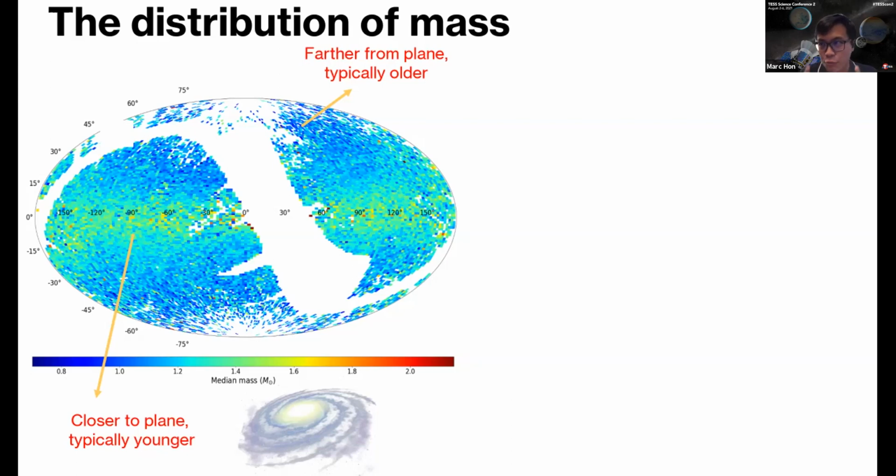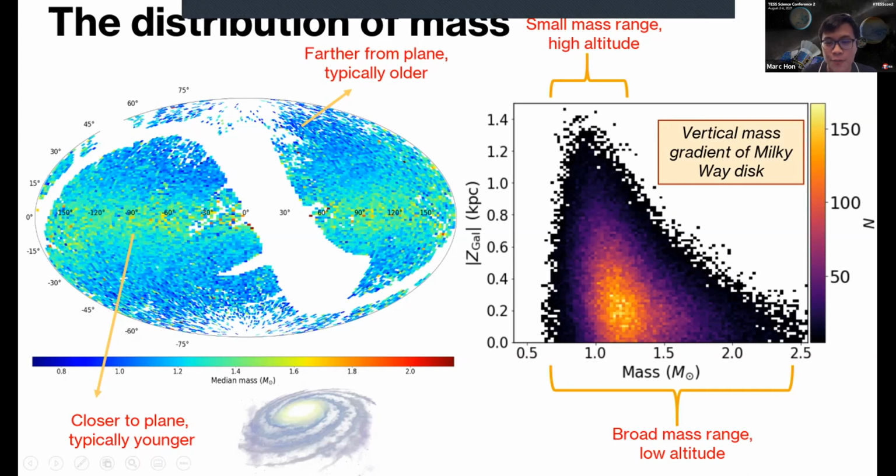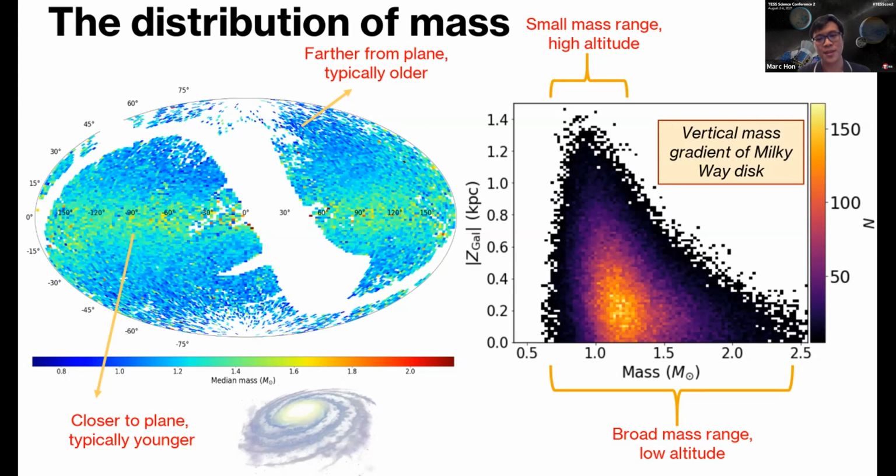Now, if we look at the range of masses as a function of altitude, we find that close to the galactic plane, we have a broad range of masses. But as we move to higher altitudes from the plane, this mass range starts to shrink up to the very top, where we have only a small mass range of low mass stars. And this is the known vertical mass gradient of the Milky Way disk, except now that we have a lot more stars to probe this structure in greater detail.